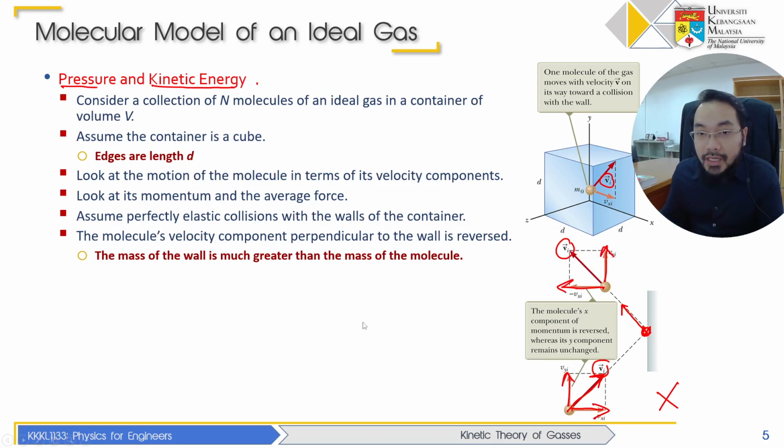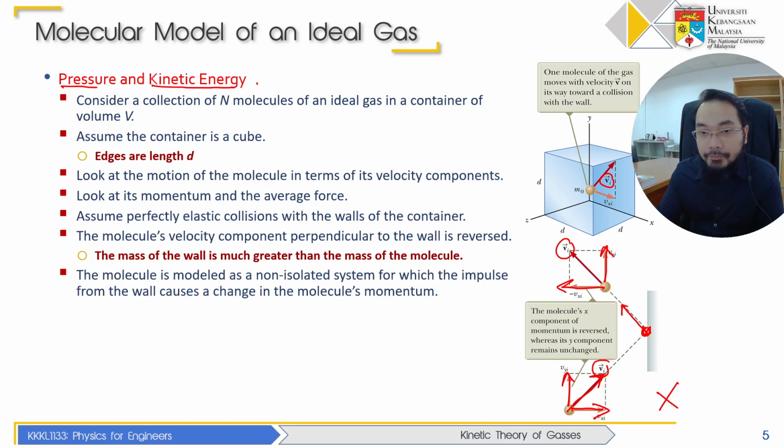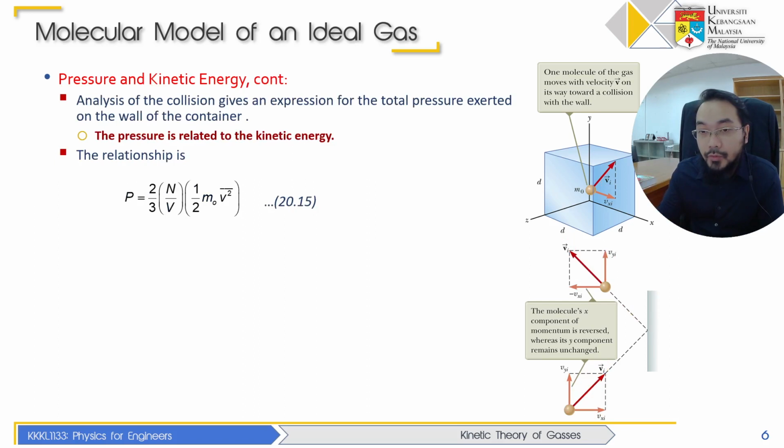The mass of the wall is much greater than the mass of the molecule, and that is why when you have the collision, all the energy is conserved in a perfectly elastic collision, whereby the molecule will bounce back with the exact same speed at which it hits. Here the molecule is modeled as a non-isolated system for which the impulse from the wall causes a change in the molecule's momentum. Analysis of the collision gives an expression for the total pressure exerted on the wall of the container.